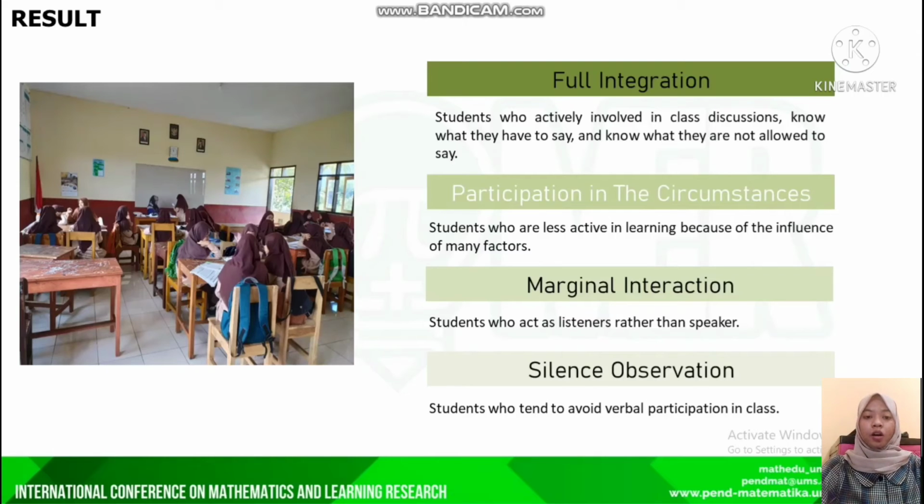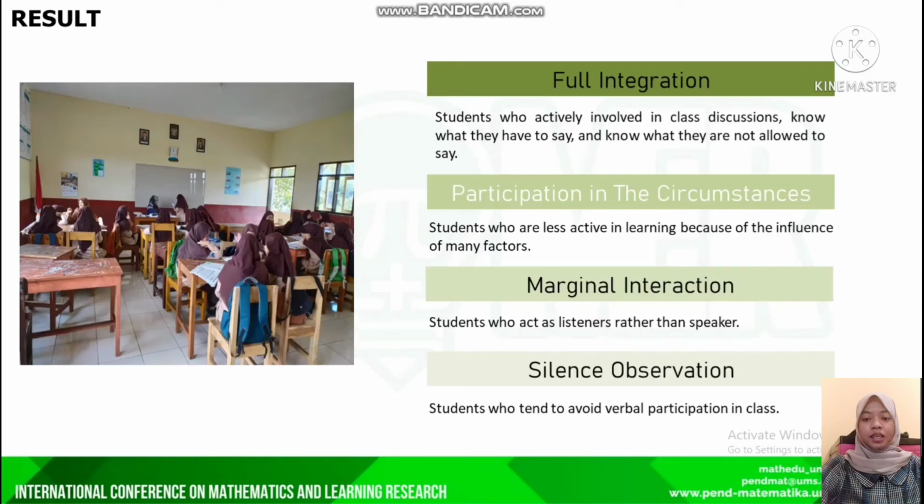The 4 types are full integration, participation in the circumstance, marginal interaction, and silence observation. Students with full integration behavior are actively involved in class discussion, know what they have to say, and know what they are not allowed to say.